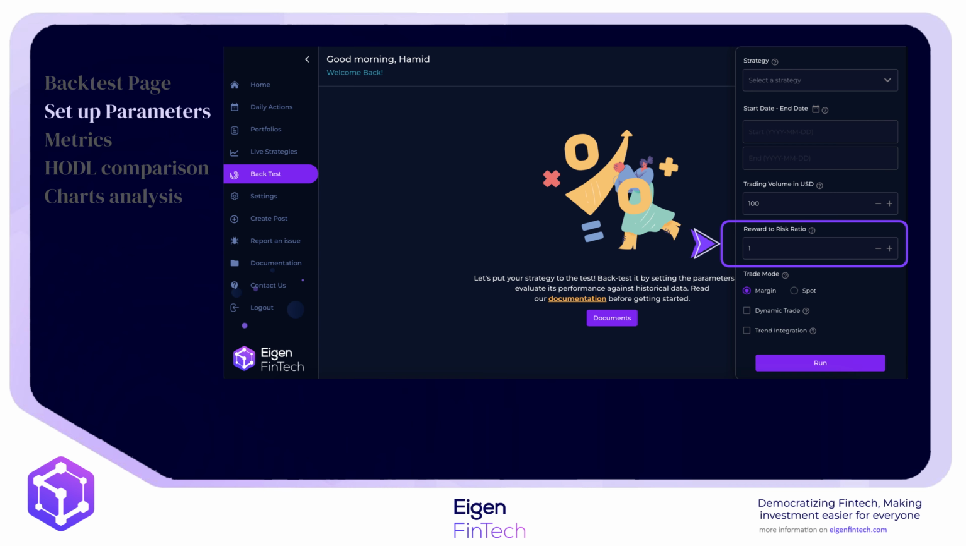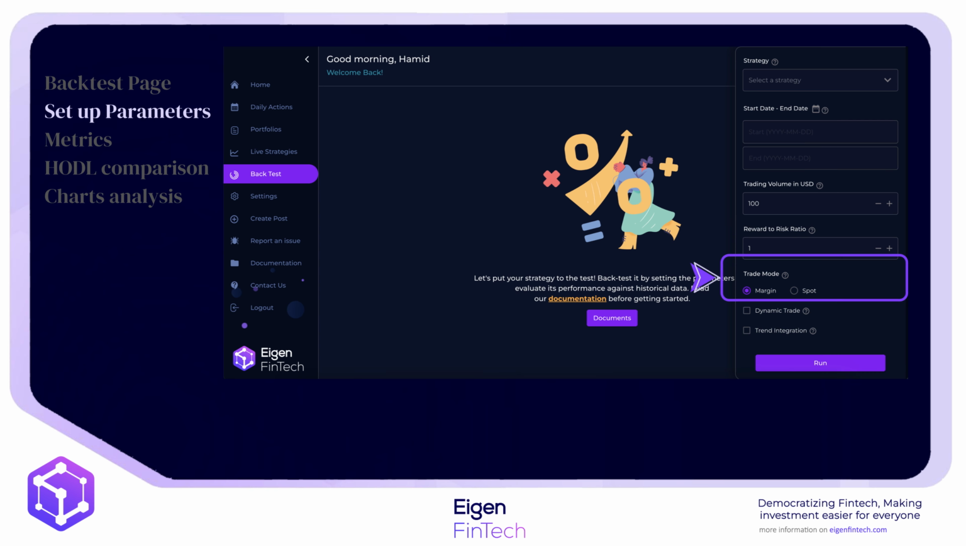Reward to risk ratio. This is like setting your profit-taking and stop-loss levels in advance. A ratio above 1 means you're aiming for bigger wins than losses, like trying to make $4 for every dollar you risk. For example, selecting a reward to risk ratio of 4 means that your take profit level will be placed 4 times farther from your entry point than your stop loss. A ratio below 1 is riskier. You'd need to win very often to come out ahead.